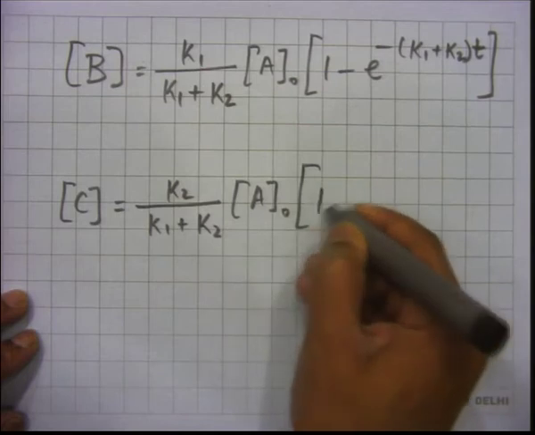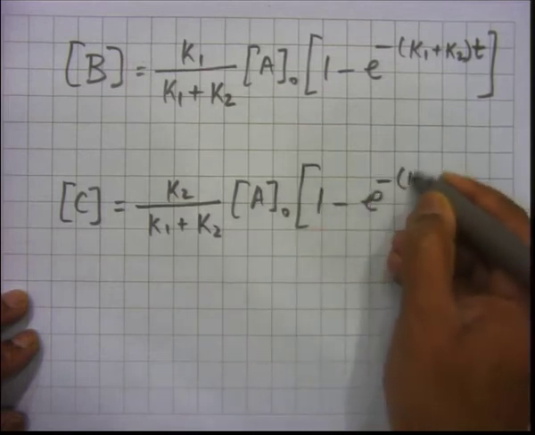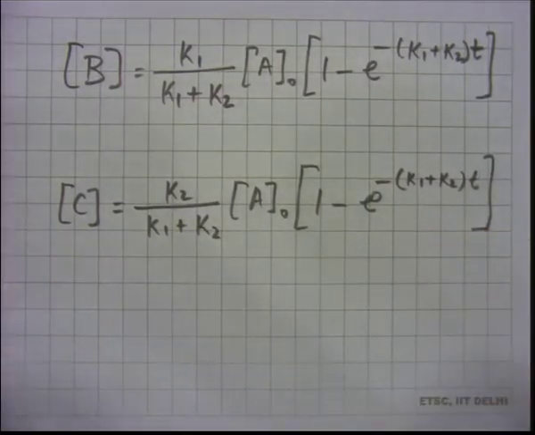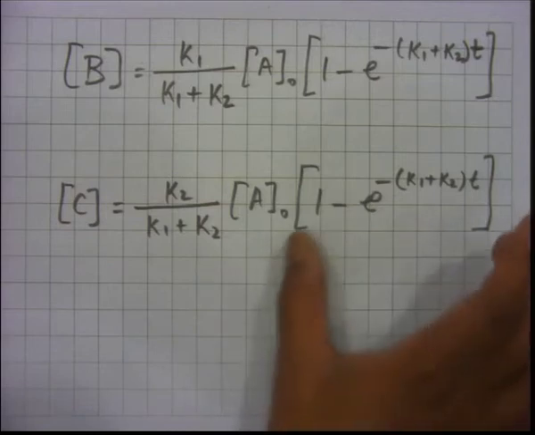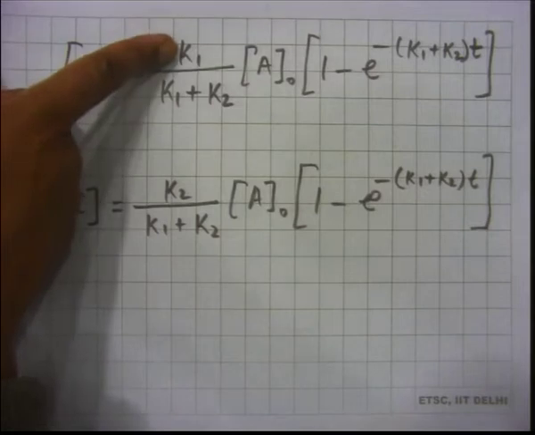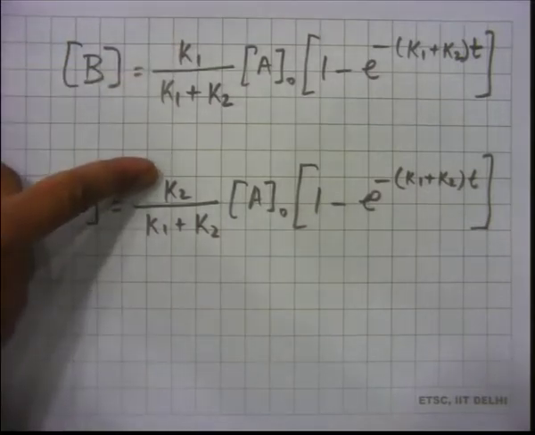expectedly something which looks similar. The expressions should look similar, right? Why should they look similar? Because A goes to B, A also goes to C. There is nothing much to choose between B and C. A going to B, A going to C, similar reactions. A goes to B through K1, A goes to C through K2. So, that is the kind of change that you will see here. It is like this part is the same in both, and B has this K1 here and C has the K2 here. So, that is expected.